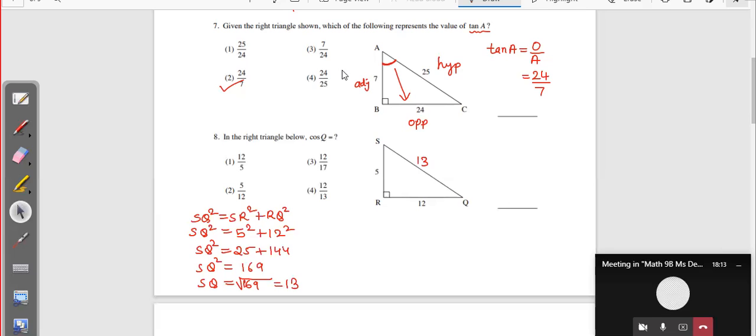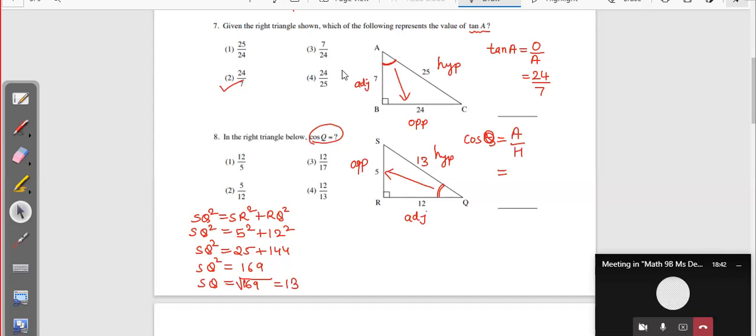Now let us solve cos q. So cos q, that means the angle they are talking about, the q. So according to the q, this opposite side is this one, adjacent side will be this, and hypotenuse side is this. So cos theta, sorry, it's not cos theta, cos q. So the formula will be cos q is adjacent upon hypotenuse.